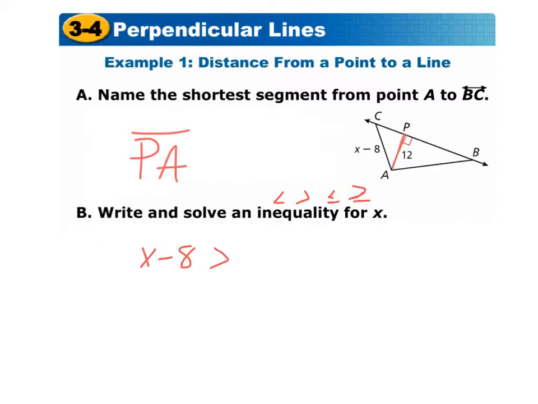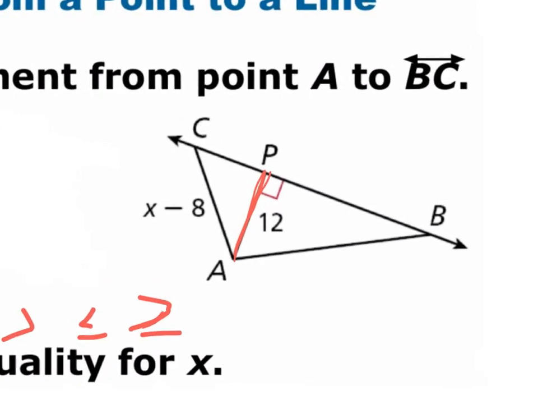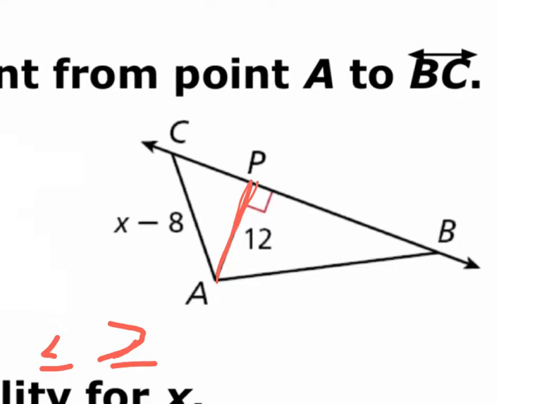Greater than, what's it greater than? 12. How would we know that x minus 8 is greater than 12? Because 12 is going to be the shortest line, so x minus 8 has to be greater than the 12.